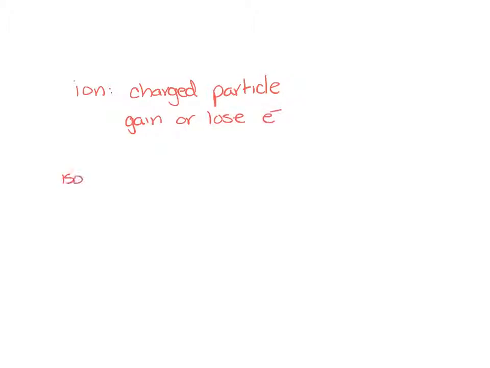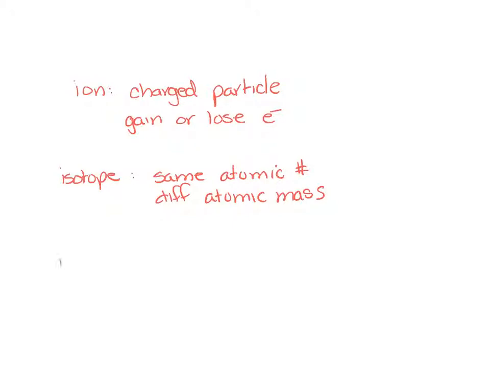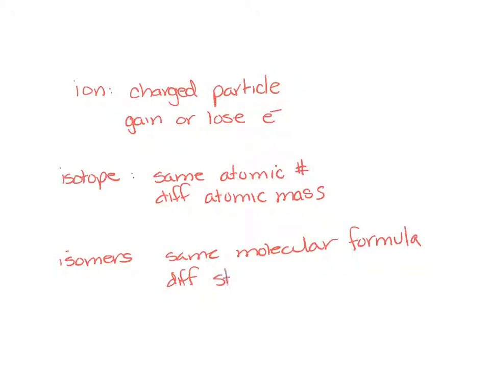Then we had isotope, which is what we're talking about here. Okay, isotopes are same atomic number, different atomic mass. And then the last unit, when we did organic, we talked about isomers. And isomers were same molecular formula and different structural formula.